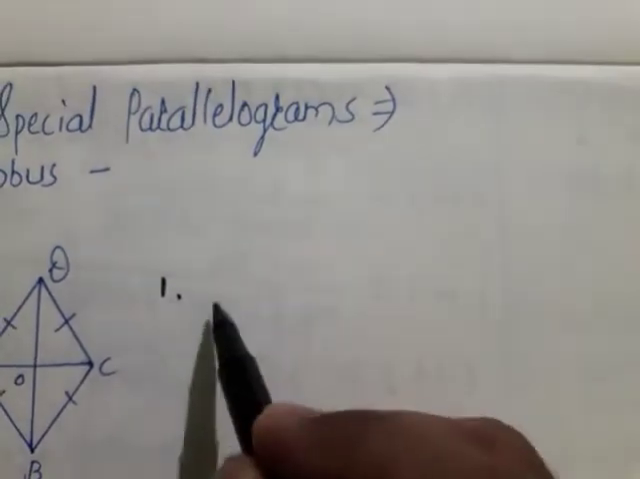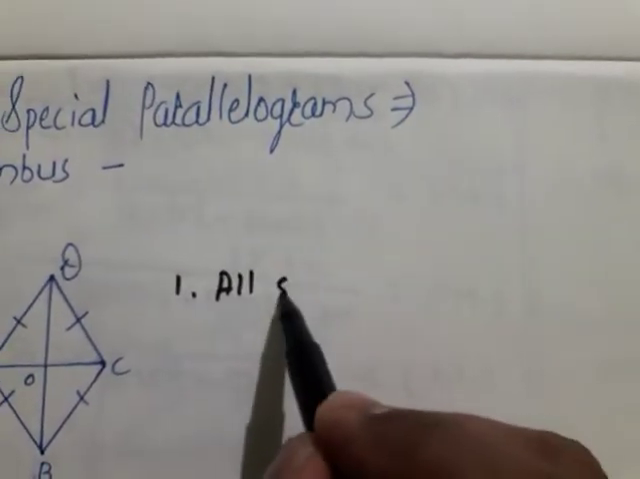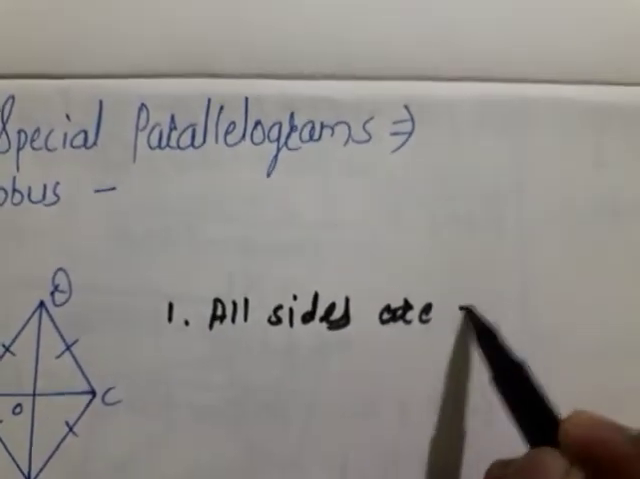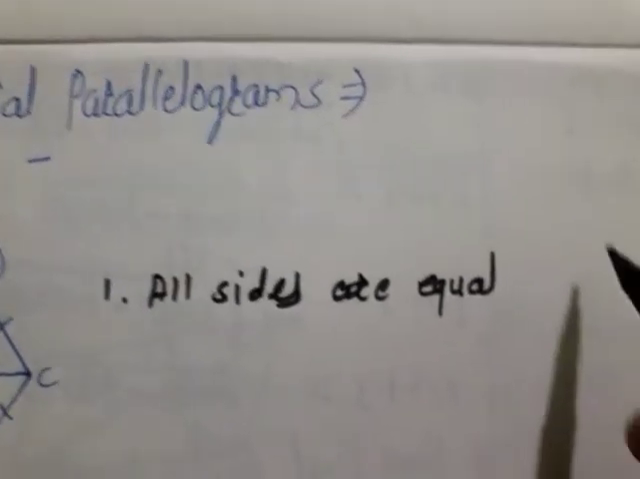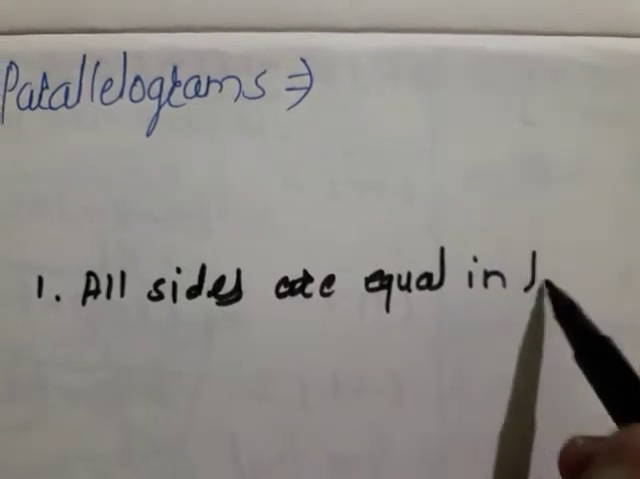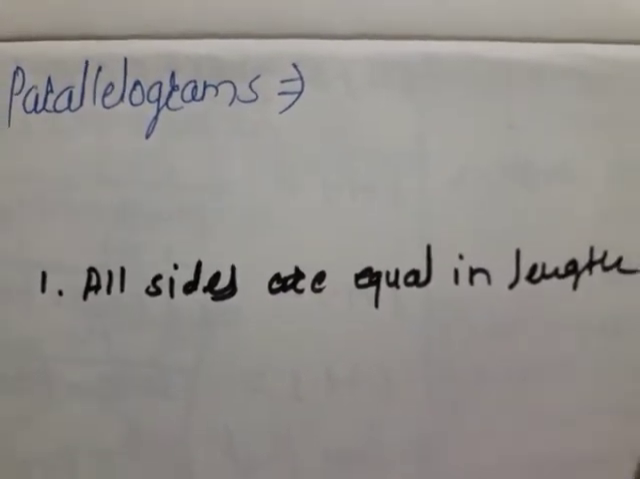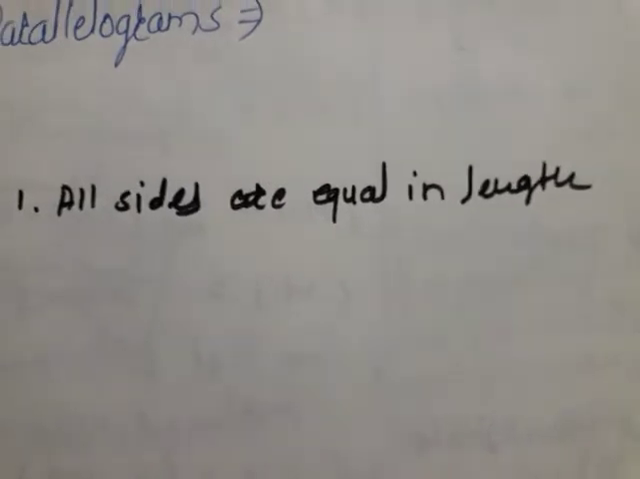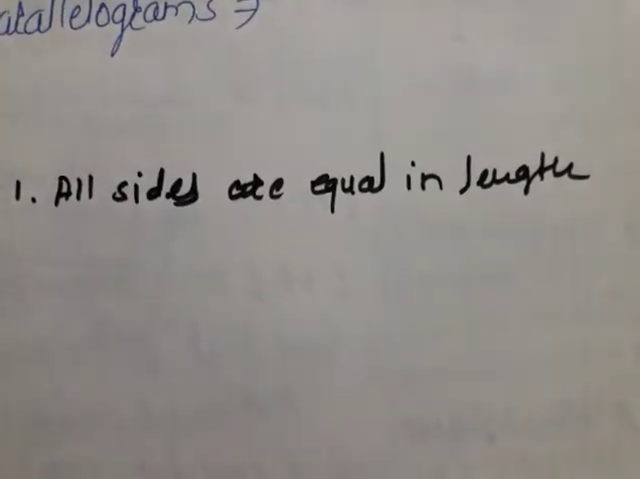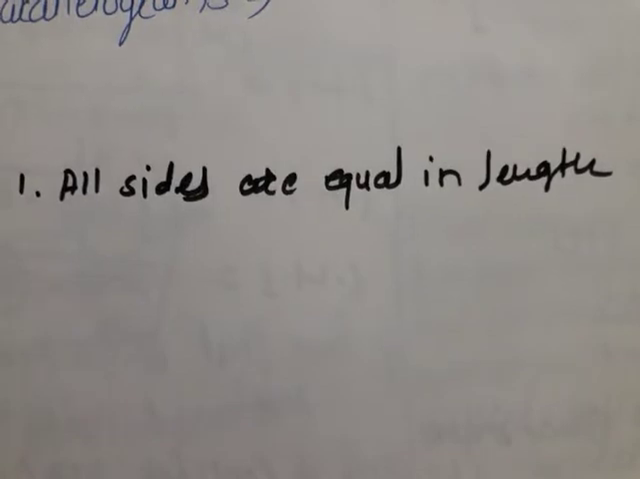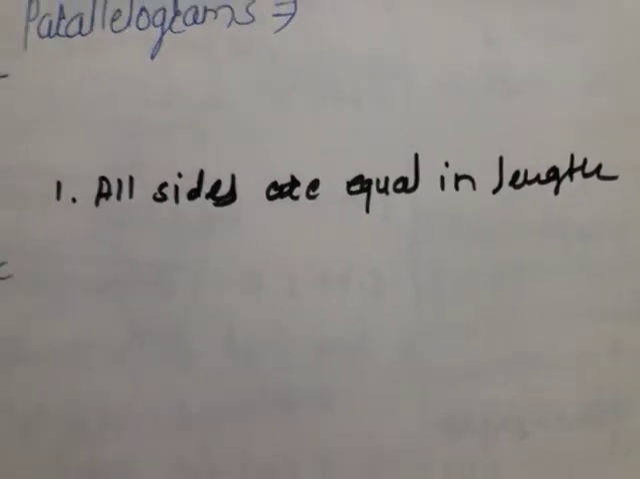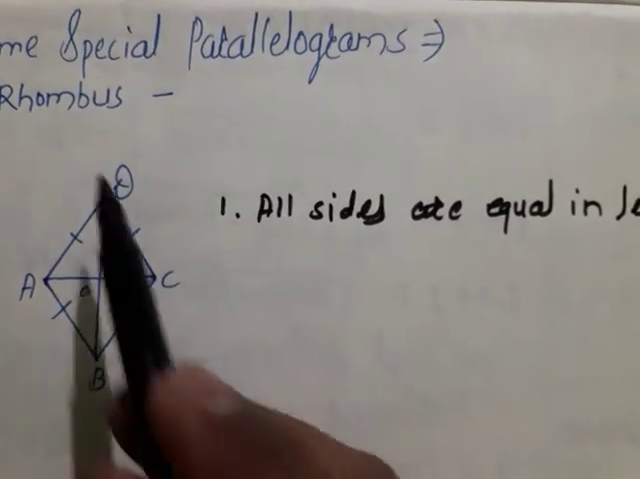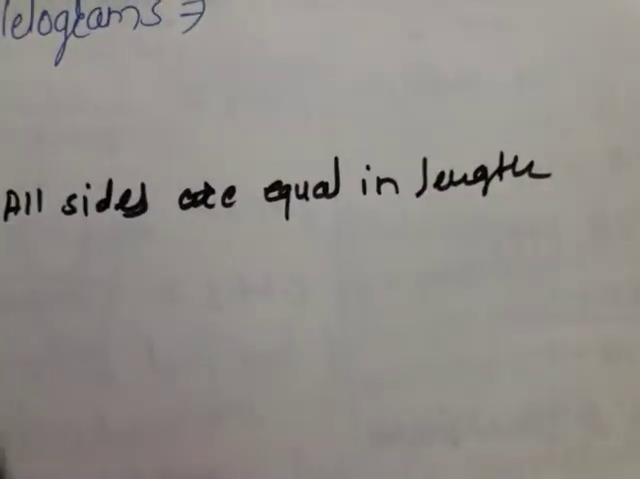All sides are equal in length. What is the first property regarding the rhombus? All sides are equal in length and opposite sides are parallel to each other. Side AD is parallel to BC and AB is parallel to DC. Remember.